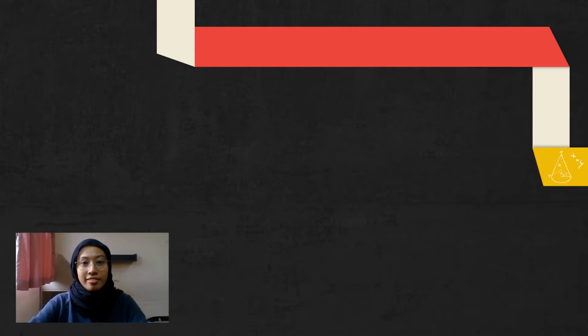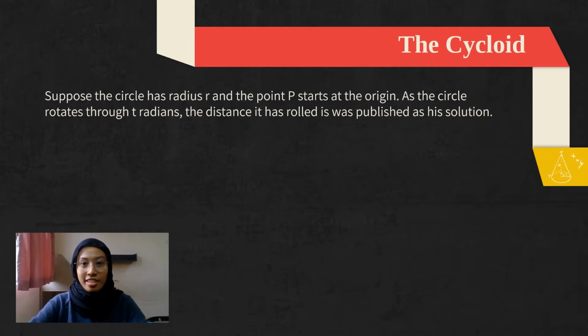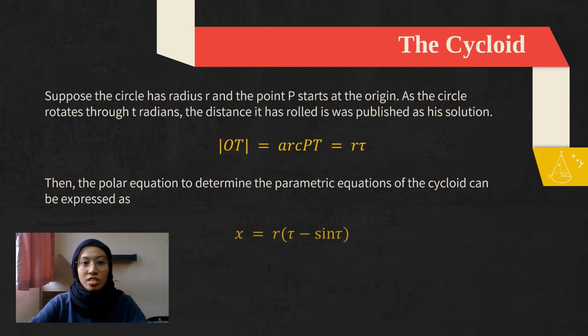Suppose the circle has radius r and the point P starts at the origin. As the circle rotates through t radian, the distance it has rolled is given. Then, the polar equation to determine the parametric equation of the cycloid can be expressed as x is equal to r(tau minus sine tau) and y is equal to r(1 minus cos tau).